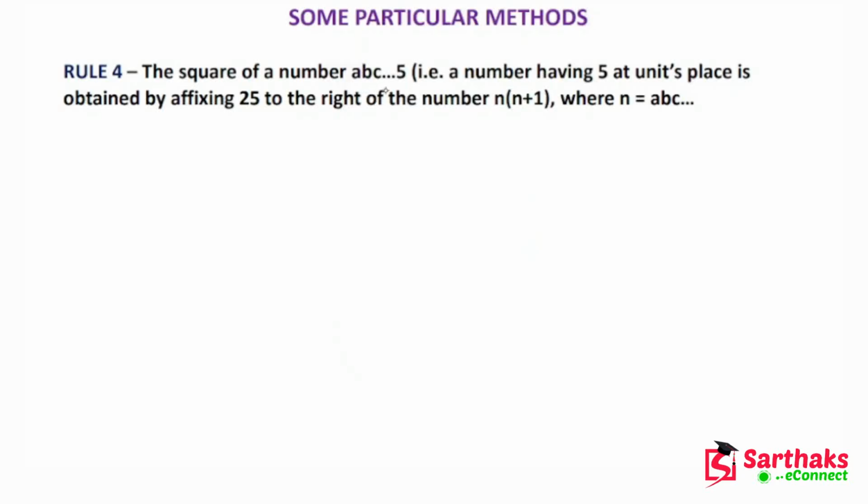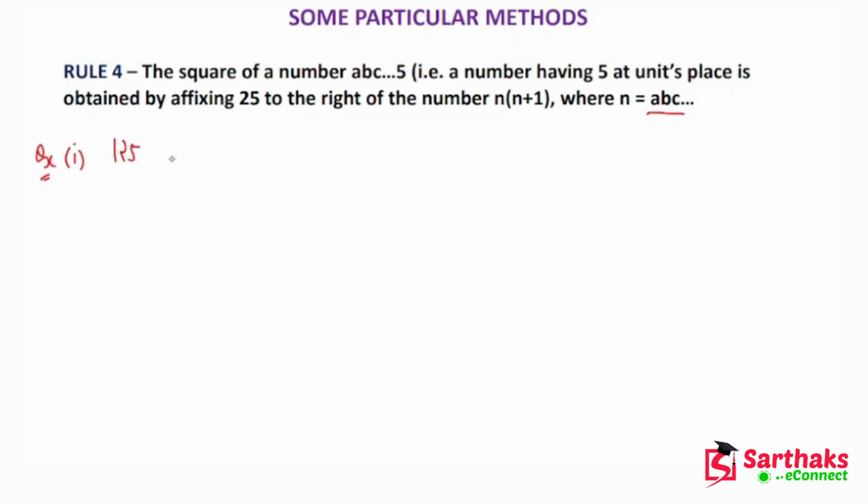So the square of a number ABC dot till 5, that is a number having 5 at the unit place, is obtained by affixing 25 to the right, as we have seen in rule number 1, and the number should be n into n plus 1, where n is the ABC. That is, if you see, the extension of rule number 1 only. So let me give you some examples.